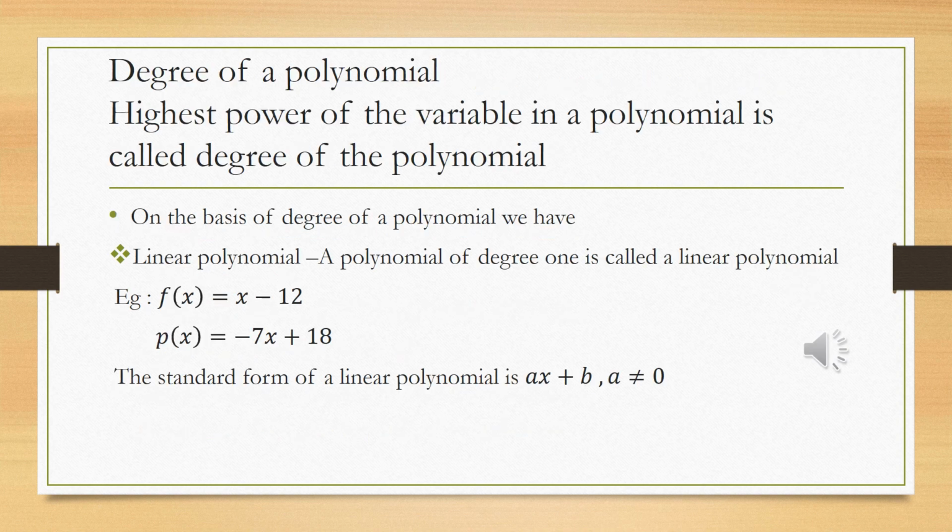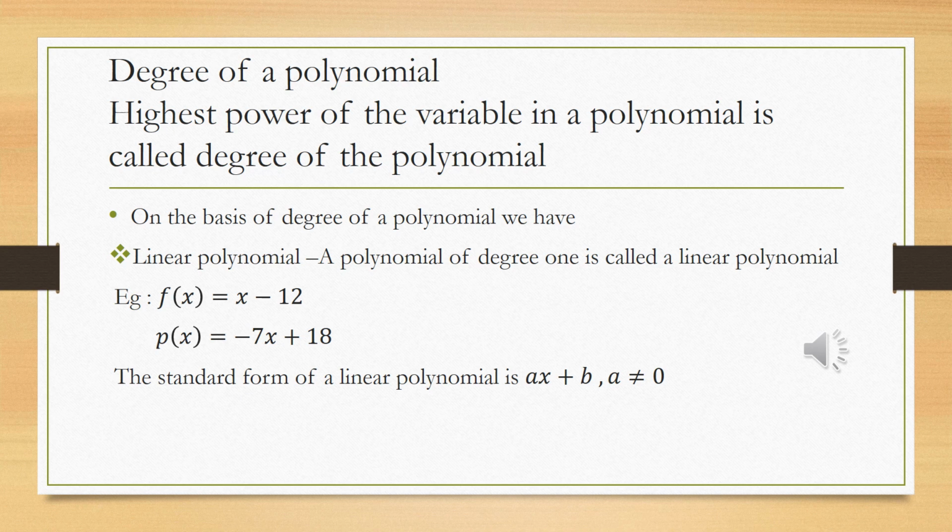As I already said, polynomials can be classified into two types based on the number of terms and the degree of the polynomial. What is the degree of a polynomial? The highest power of the variable in a polynomial is called the degree of the polynomial. So based on the degree, we can name the polynomials as a linear polynomial, quadratic polynomial, cubic polynomial, biquadratic polynomial and so on. What is a linear polynomial?